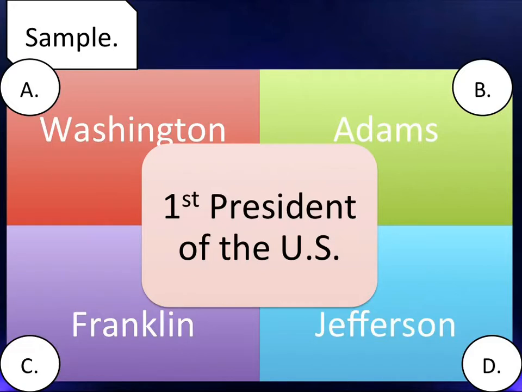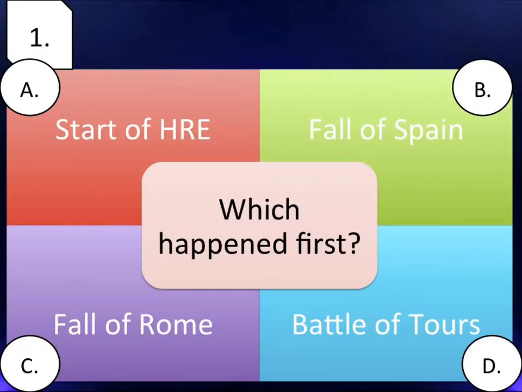Question number 1. Which of these events happened first? And yes, I would recommend knowing the dates for all 4 of these events. Was it A, the beginning of the Holy Roman Empire? B, the fall of Catholic Spain to the Muslims? C, the fall of Rome? Or D, the Battle of Tours? So 3 of these are very militaristic, but yes, you do need to know the dates for all 4 of these.